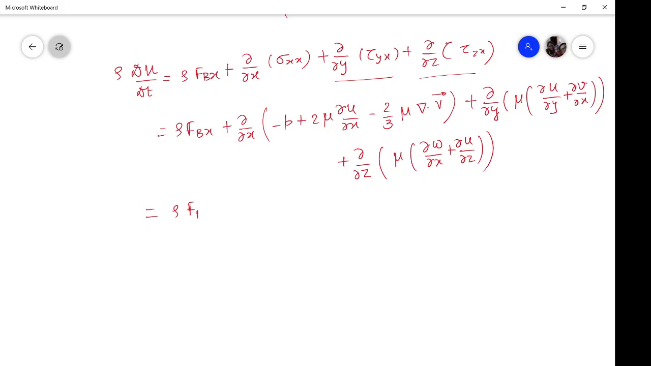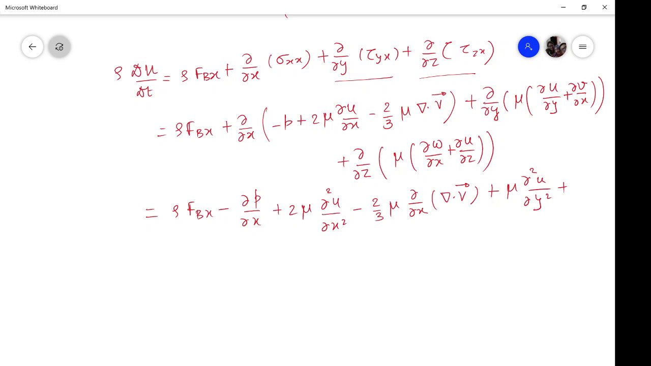So you will be getting minus del p by del x plus 2 mu del 2u by del x2 minus 2 by 3 mu del by del x of divergence of velocity plus mu times del 2u by del y2 plus mu times del 2v by del y del x plus mu times del 2w by del z del x plus mu del 2u by del z2. Okay, now you try to club these.